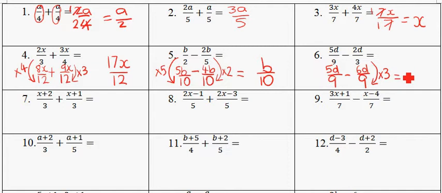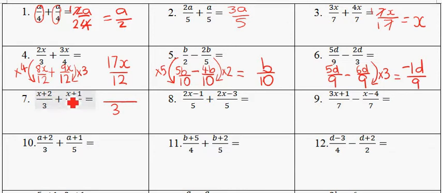So this time we're going to end up with negative 5d take away 6d is negative 1d over 9. And of course you don't need the 1 there, we could have written it as negative d over 9. Now this looks a bit more complicated, but if we follow the rules, the denominator can stay as a 3 because we're dealing with thirds. And now we need to add the numerators.